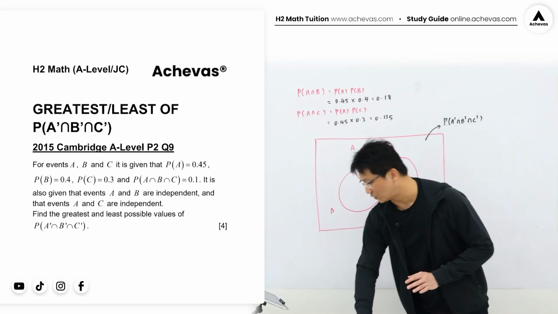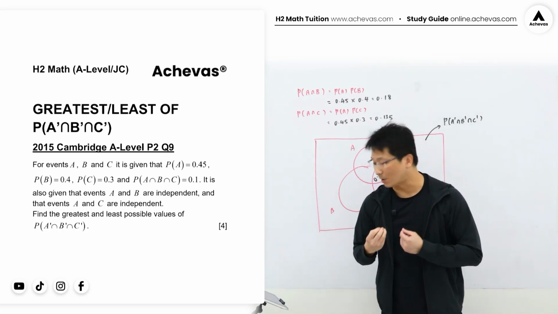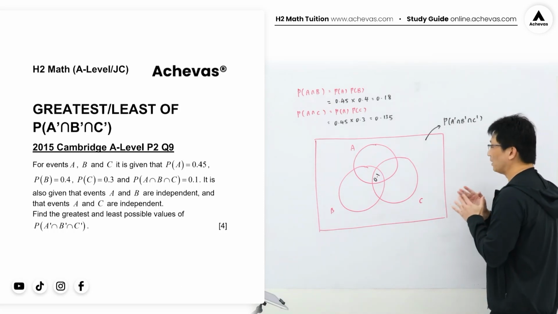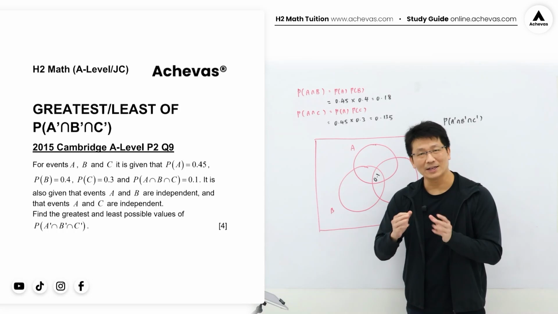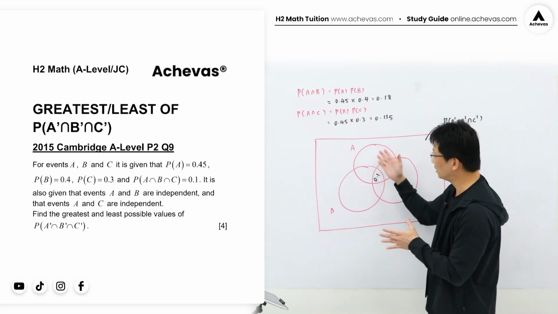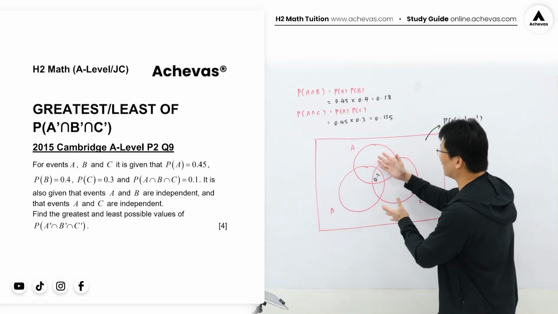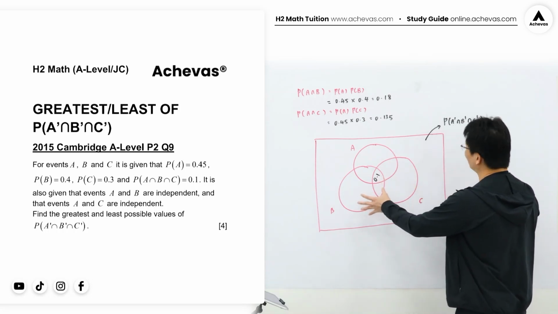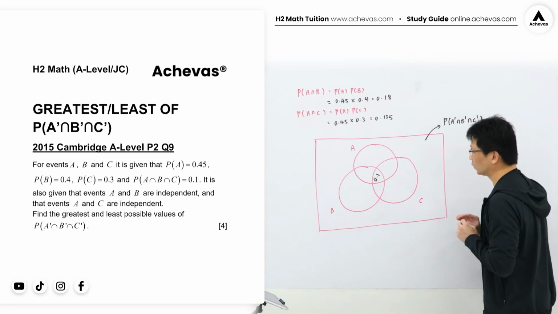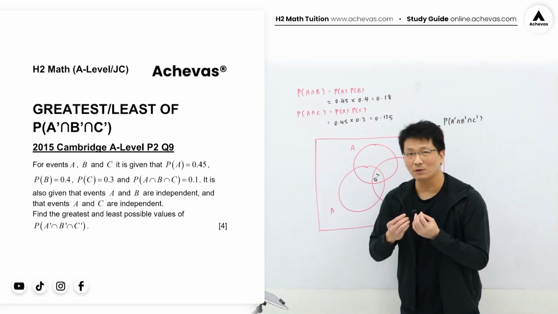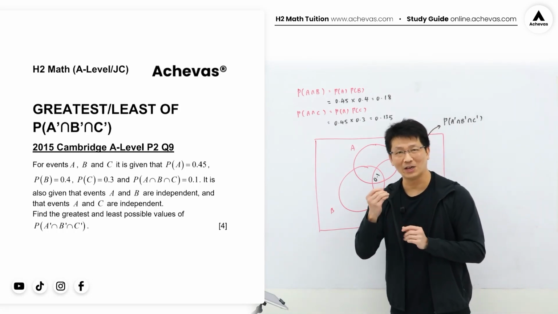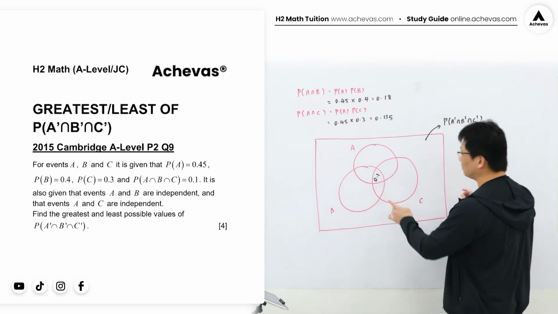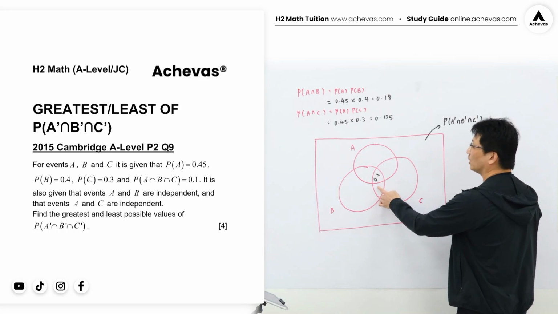Since the question asks us to find the greatest and least possible value of this region, it is a value that is changing. And why does it change? Because there is a certain region between events A, B, C that is also varying. When the value of that region varies, it causes this region to vary also. So our next step is to figure out which region is the varying region.